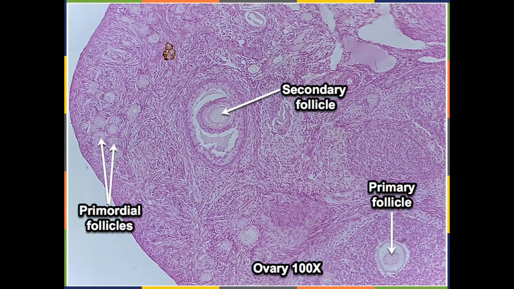Here's another image of the ovary where you can see several primordial follicles with a simple squamous epithelium of granulosa cells. And you can see a primary follicle here where the granulosa cells have a cuboidal appearance. The secondary follicle here has a developing antrum of fluid-filled space and an outer layer of theca cells.